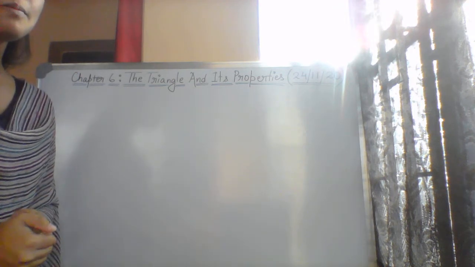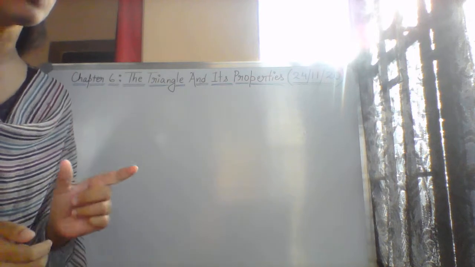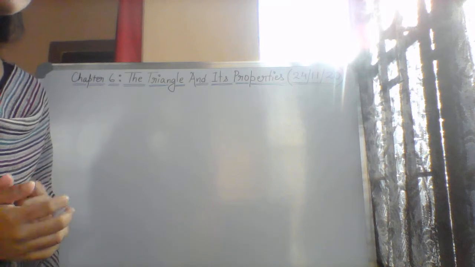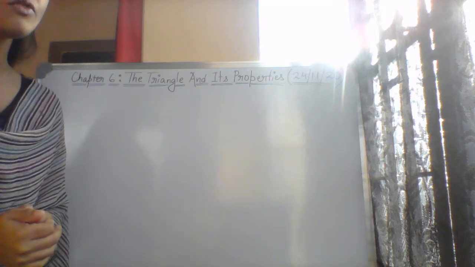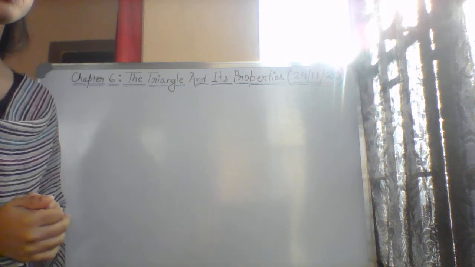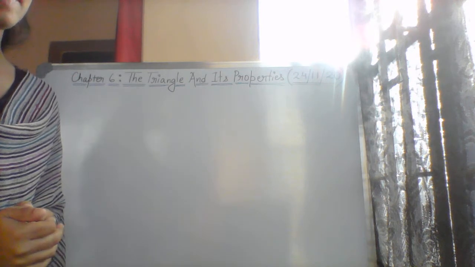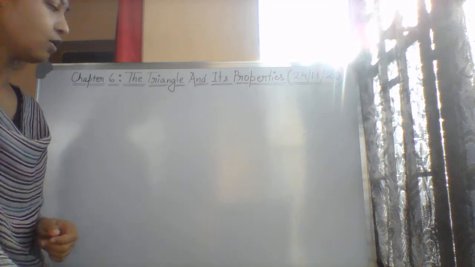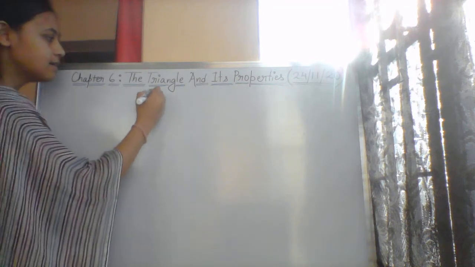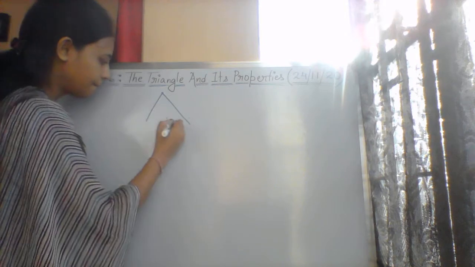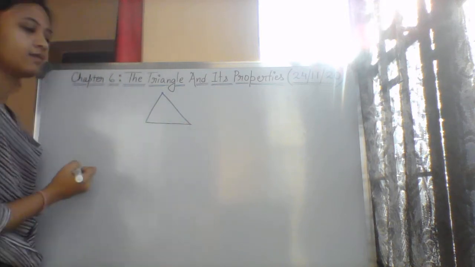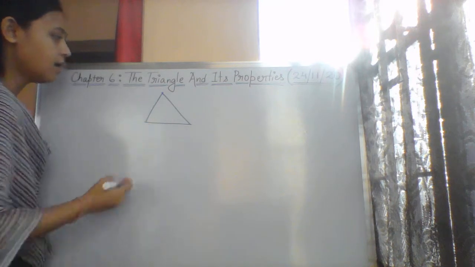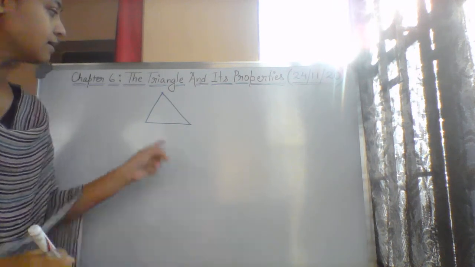So, can you name the closed figure that is formed by the 3 line segments? What can we form by joining the 3 line segments? What is the name of that closed figure? Yes, you are very right. That is triangle. So, you can easily see here a triangle is a closed figure.